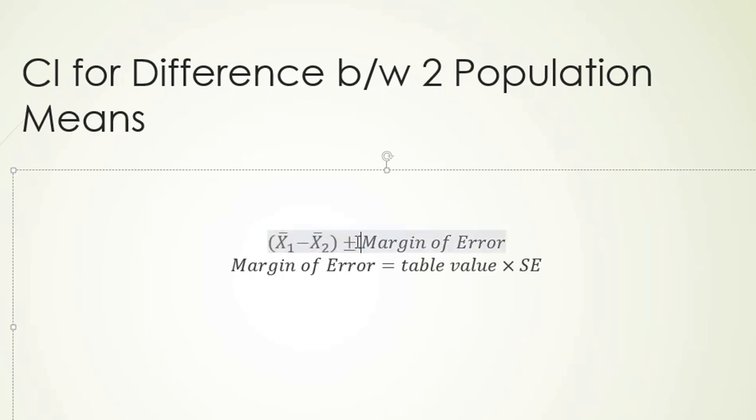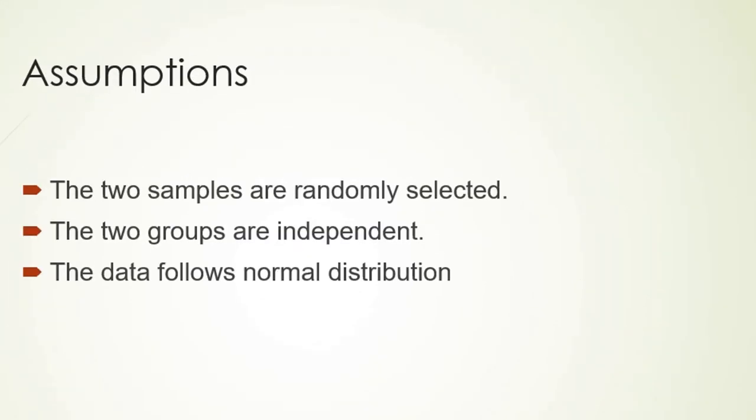Then we have to add or subtract some margin of error. Whatever formulas we are going to use in the further slides depend upon the margin of error. If the margin of error changes, then the whole formula, the whole interval, the whole technique will change. What is margin of error? Margin of error is the table value multiplied by the standard error. The assumptions are that the two samples are randomly selected, that is the basic idea. If the samples are not taken randomly, then it will be a problem for our solution, as they will give biased estimates. The two groups are independent, meaning we are not talking about dependent groups. Data follows a normal distribution.